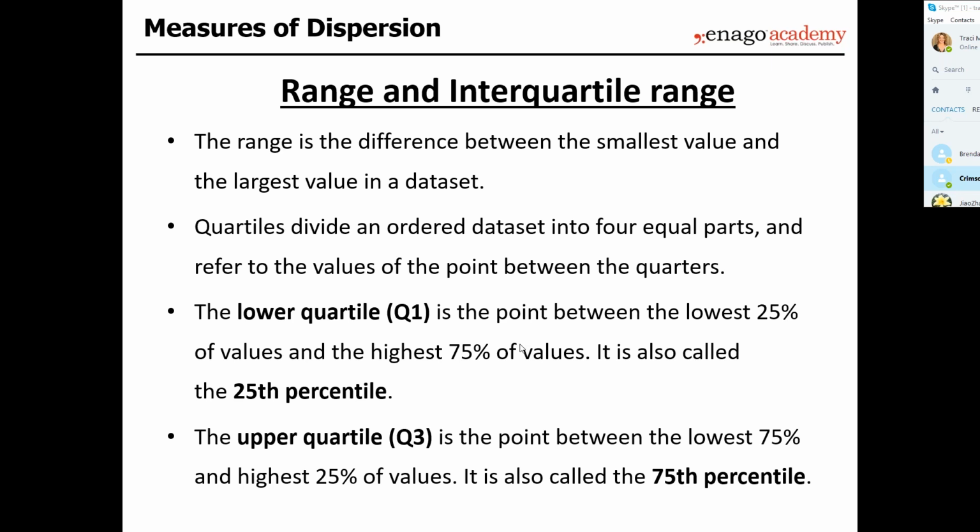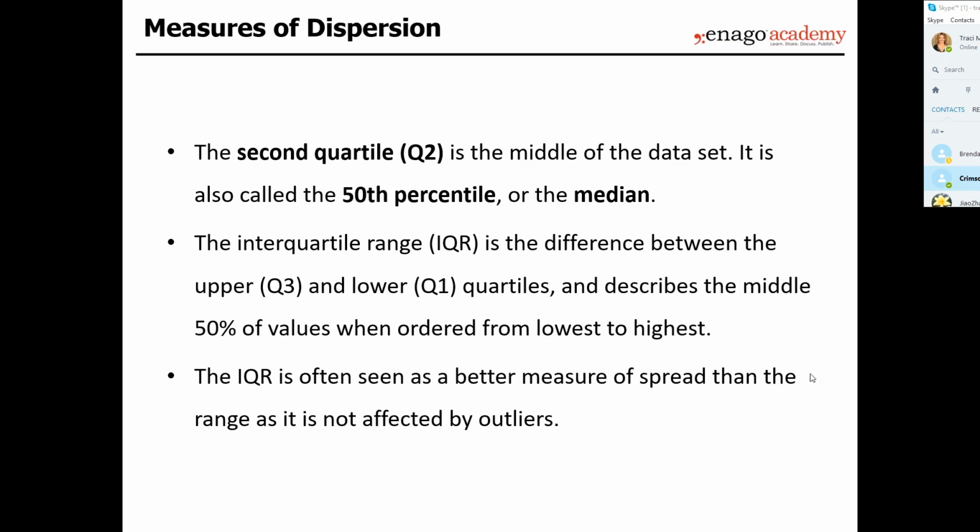It's always a little easier for me to draw this out on a piece of paper to understand percentiles and quartiles. The upper quartile, Q3, is the point between the lowest 75% and the highest 25% of values. It is also called the 75th percentile. The second quartile, Q2, is the middle of the data set. It is also called the 50th percentile, or what we like to also call the median.